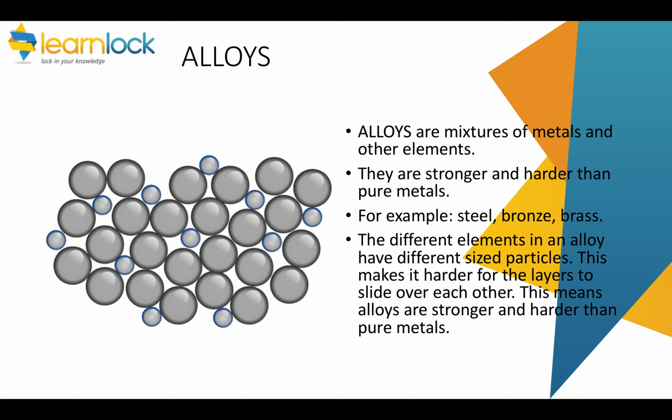The reason alloys are stronger and harder is to do with the structure. If you look at this picture of an alloy here, because an alloy is made of different elements, the elements have different size particles. So this means it's harder for layers to slide over each other because of the irregular shape, and that means that it's stronger and harder than a pure metal.